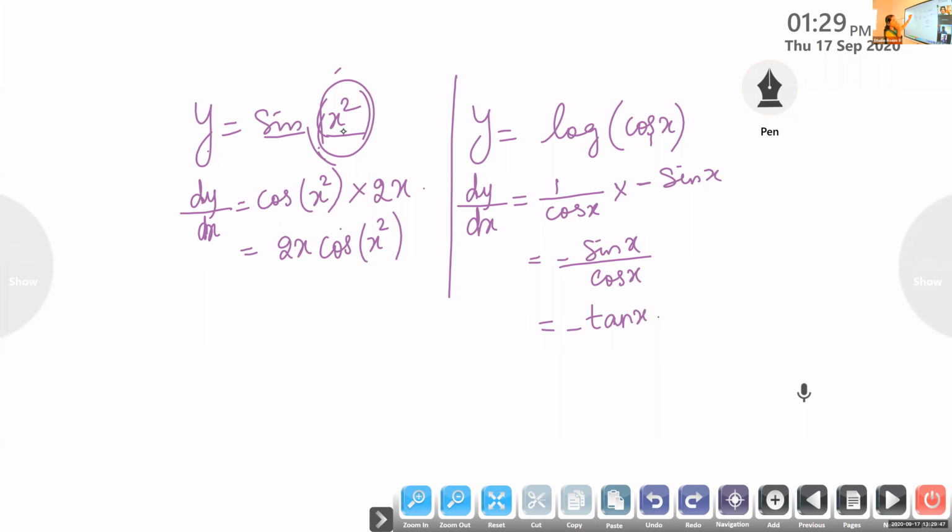First, which is the first function? That one you have to identify. Sine of x square. So sine x is the first function. Likewise here, log of cos x. So within the log only we are getting cos x. So first we start with log x.